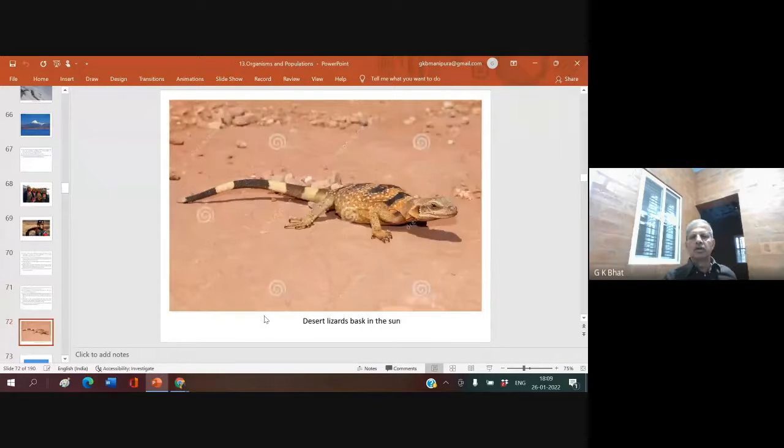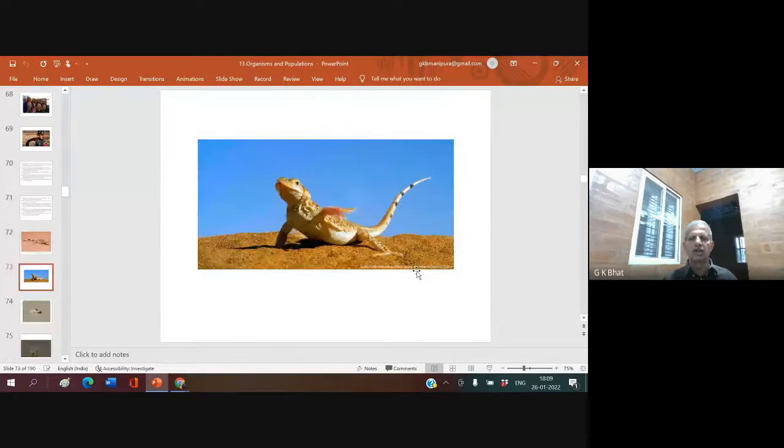Can you see here? This is the desert lizard. We can see how much sunlight is there. You see the shadow of that. And during this very hot condition, this is one of the behaviors shown by this lizard. What is it doing?